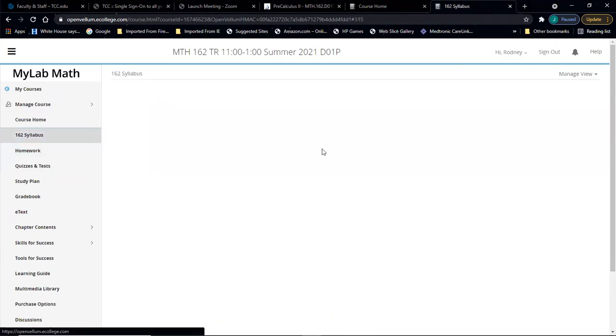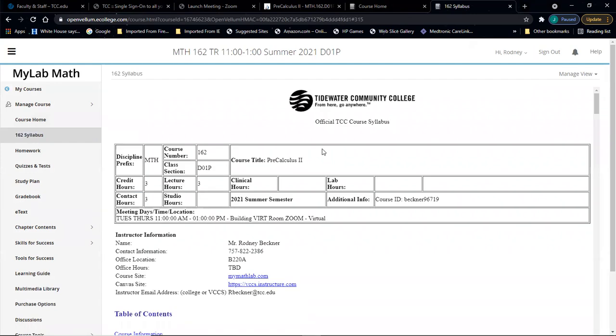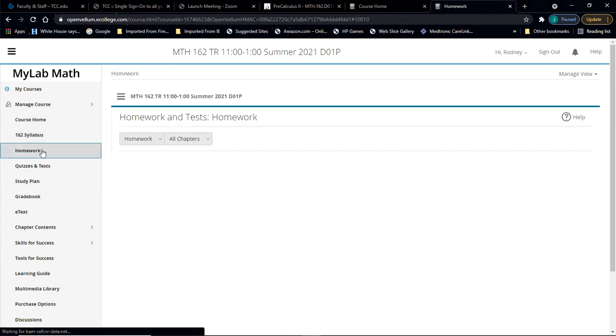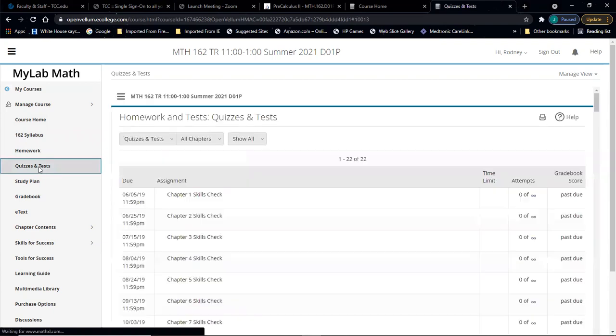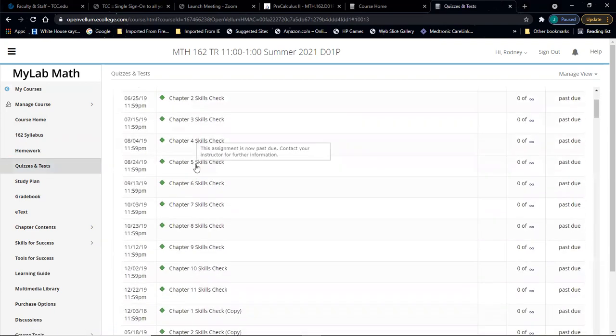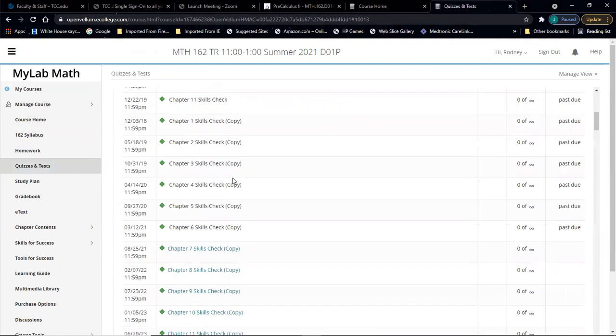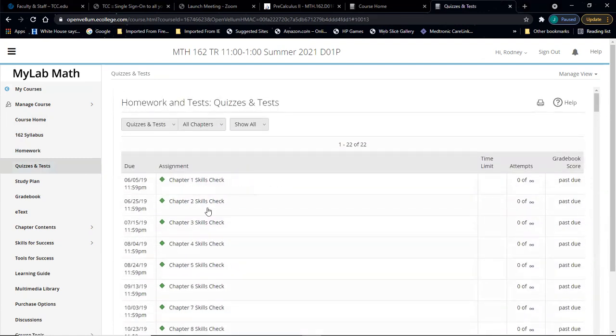In here, you can find your syllabus, which I did email you. You can also find your syllabus in Canvas, which we'll get to sooner than later. So same exact syllabus. Homework is where you'll spend most of your time. Quizzes and tests is where you'll spend a little time later. These chapter 1, chapter 2, chapter 3, skills check, all this stuff, this is not anything I assign. You shouldn't even have access to it.